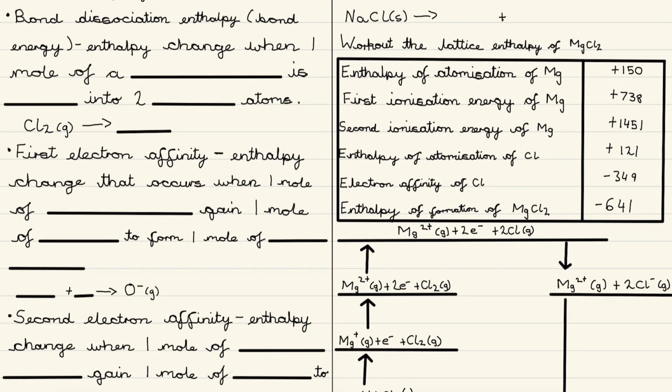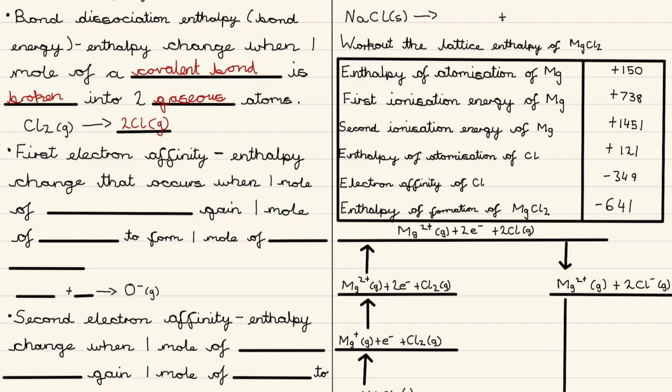So next we have the bond dissociation enthalpy, and this is the enthalpy change when 1 mole of a covalent bond is broken into 2 gaseous atoms. So for chlorine this would be Cl2 turns into 2Cl, and you want to make sure that you write it into the gaseous state.